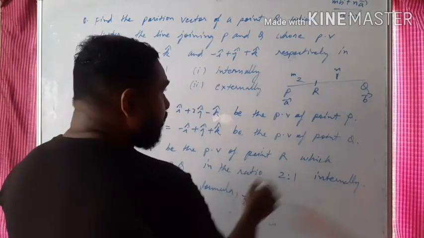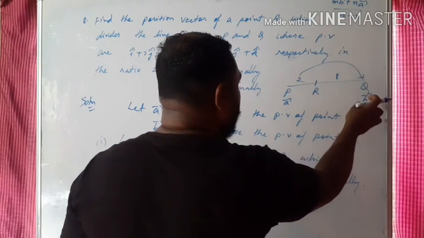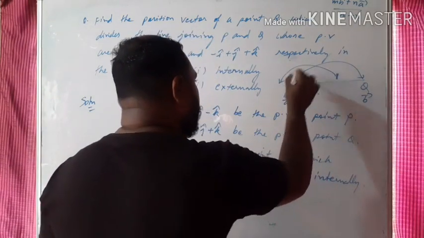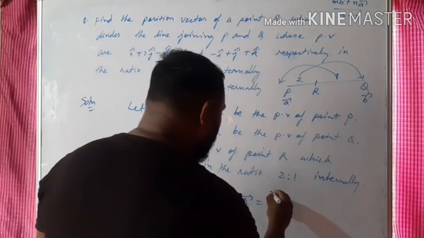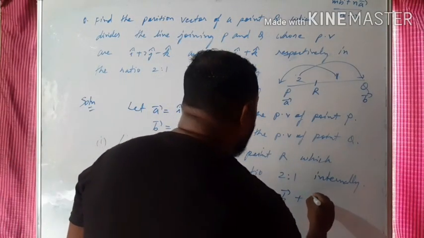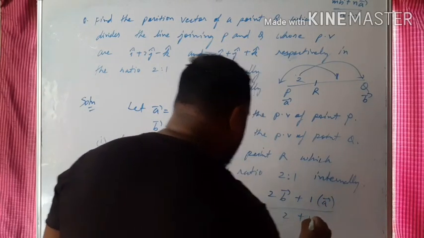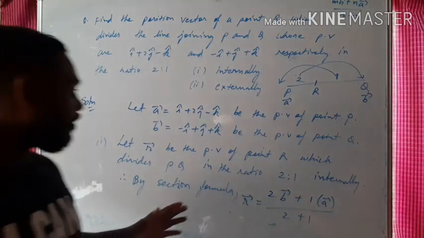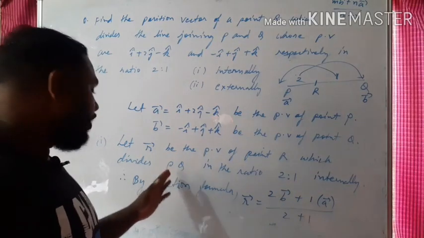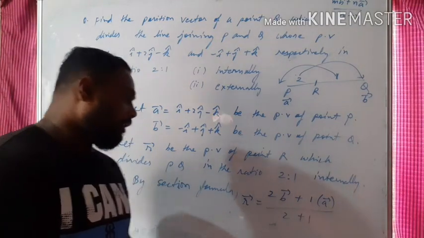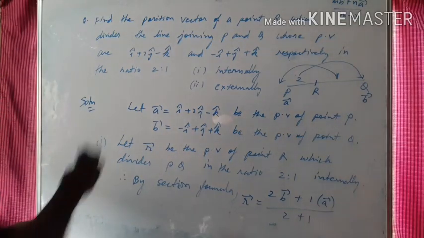So R will be what? This 2 will be multiplied with this vector and 1 will be multiplied with this vector, divided by 2 plus 1. So it is 2 into B vector plus 1 into A vector divided by 2 plus 1. So this will be the position vector of the point R which divides PQ in the ratio 2:1 internally. So we will just have to solve it, and we will get the answer.